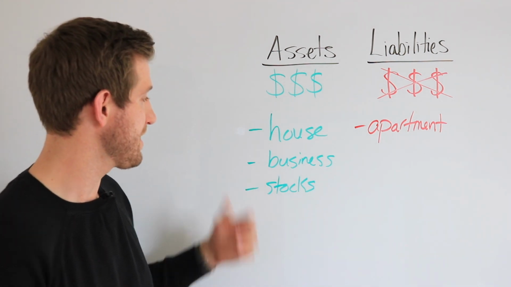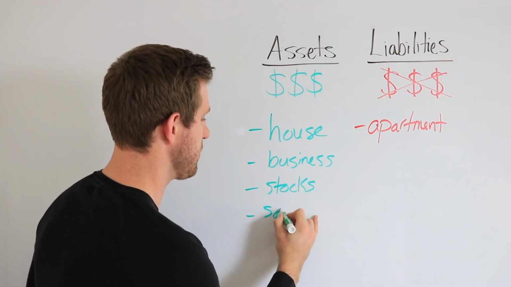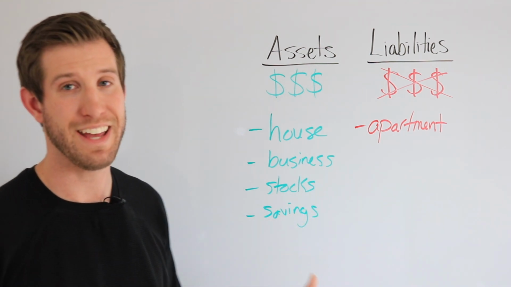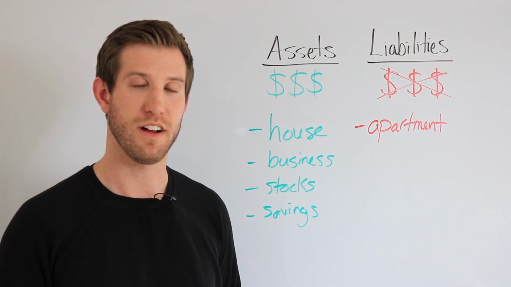So that is one. Saving. If you were to put money into a savings account, this would be something that could be considered an asset because you're gaining interest on the return of that.